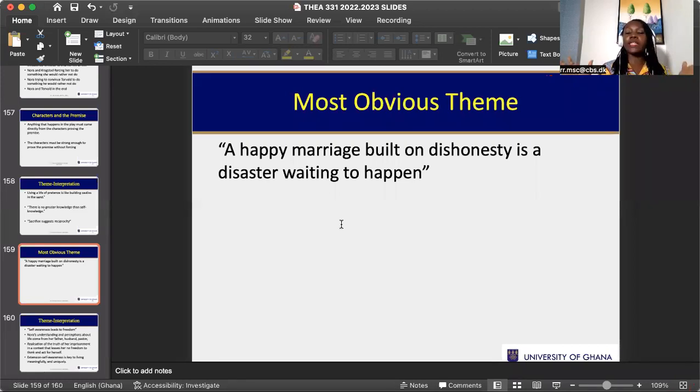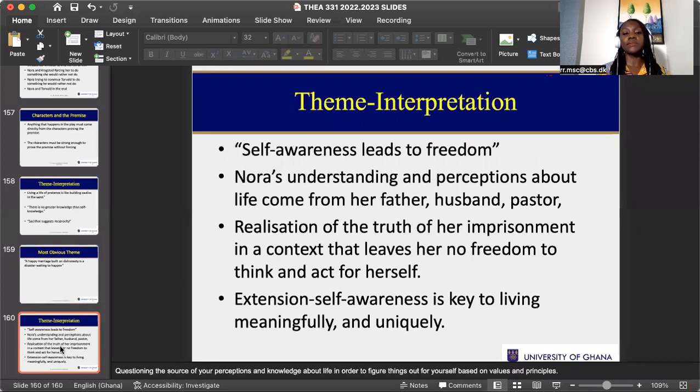All right. But when you read this play, the most obvious theme that comes up is a happy marriage built on dishonesty is a disaster waiting to happen. Right at the beginning, there was balance. It was a state of balance. Oh, everything is happy, right? Shopping, it's Christmas, they are happy, her husband has gained promotion. But because there's so many lies, it all comes crashing in the end.